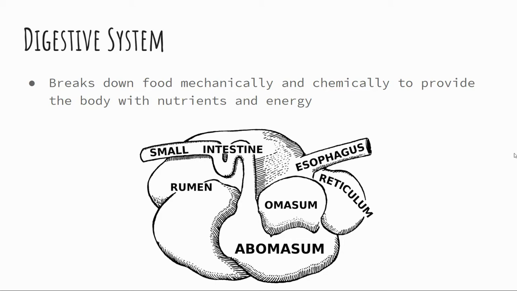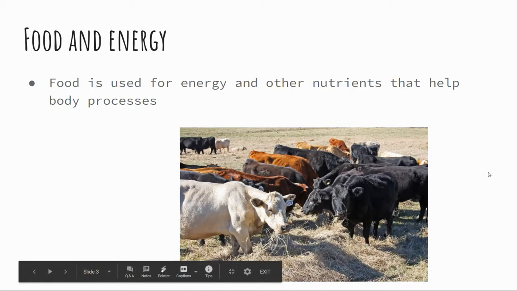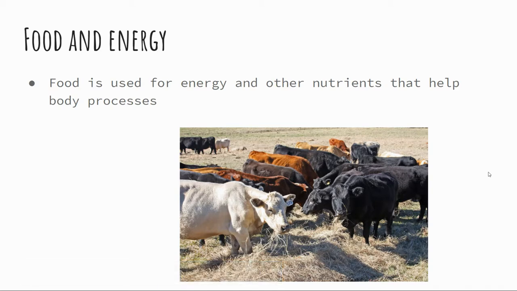We as humans do not have this, but we can go through different animals and talk about different digestive traits that they have that aid in their lifestyle. So food is used for energy and other nutrients that help body processes. This is nothing new. Remember the term calorie here, which is how much energy is found in a particular gram of food.